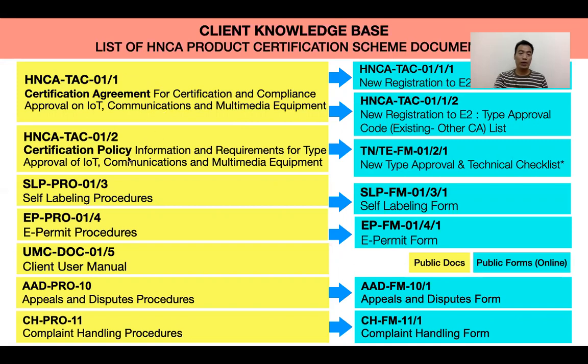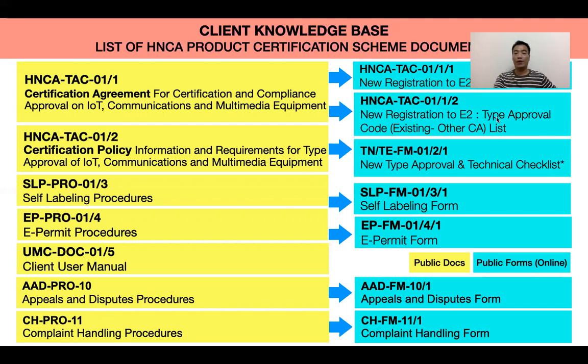Then you need to look at the certification policy, which will provide you more information and requirements, for example your fees, what kind of bandwidth, etc. This will help you fill out the new type approval and technical checklist form. For those who are new to HNCA, please register yourself as a member or user of this system E2 by filling out this form.